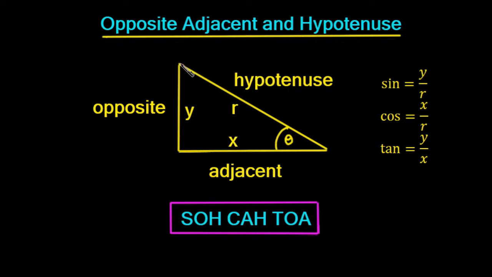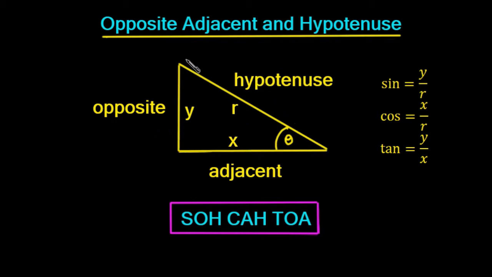So let's say we start off with this triangle. So we've got a triangle here, and we're interested in this particular angle, theta. And let's call this height here y, this length here x, and let's call this length up here r. Now these lengths of the triangle here, they're given particular names.